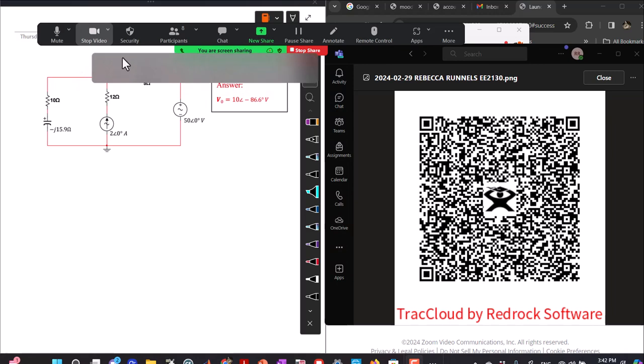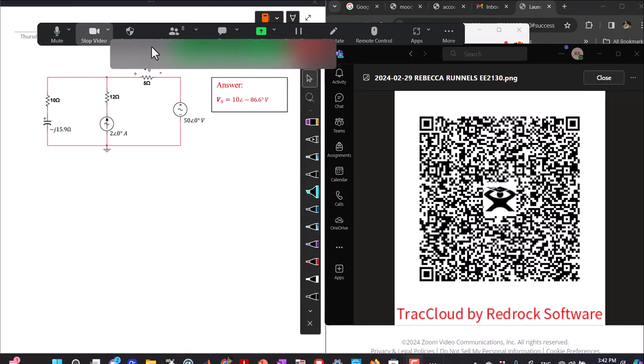All right, so this problem says to use Thevenin's theorem to calculate V naught. What Thevenin's theorem says is to represent the rest of the circuit with a single voltage source and impedance, and then you can use that to see what would happen if you apply a load.